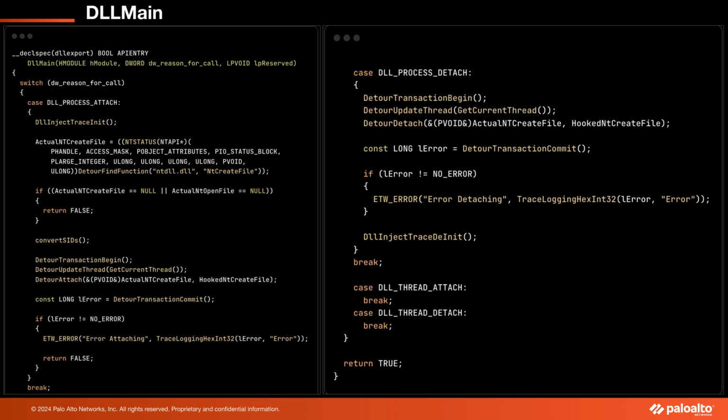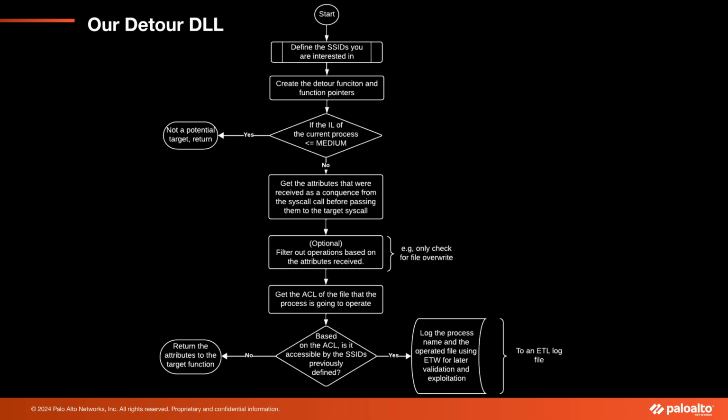And then the next step is to put it into a DLL, right? And the logic goes as follows. You define the SIDs of the users that have low privilege and that shouldn't access high privilege, either data or programs. Then you create a detour function to catch all the accesses to these operations, in this case, CreateFile. And then we check for the current process integrity level. In this case, if it's medium or less than medium, then we don't care about it, because that's not a potential target that we can abuse, and then we just return.